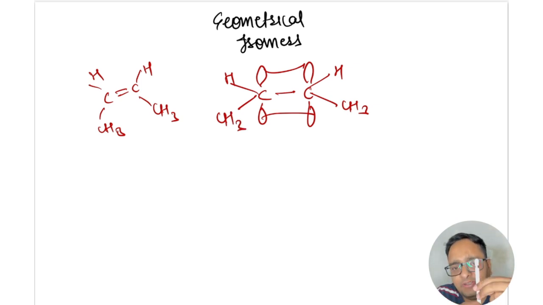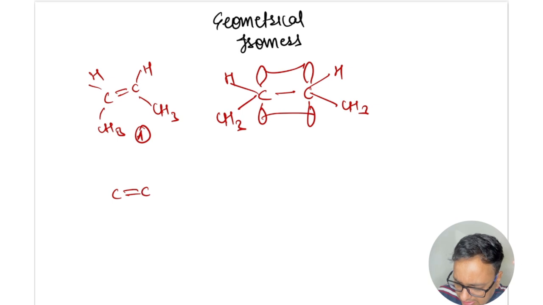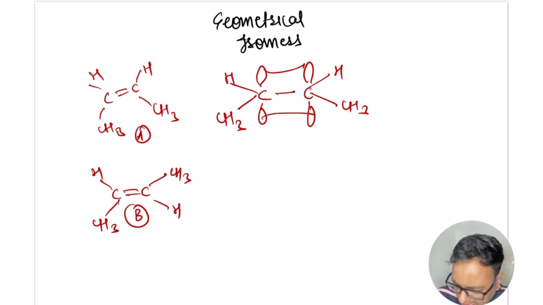Now can it be rotated? If we have two p orbitals overlapped, can it be rotated? No. If they are stuck like this, you can't rotate it. So this compound, this is A, is different from the compound where we have CH3 here, H here, CH3 here, and H here. So A and B are different. That's why they are called geometrical isomers, because they are different.